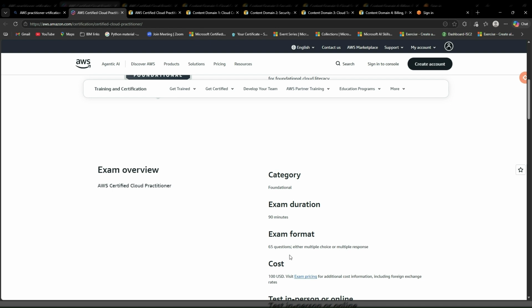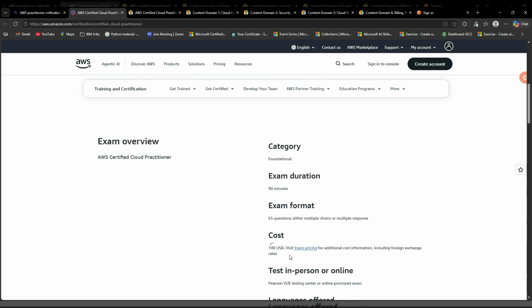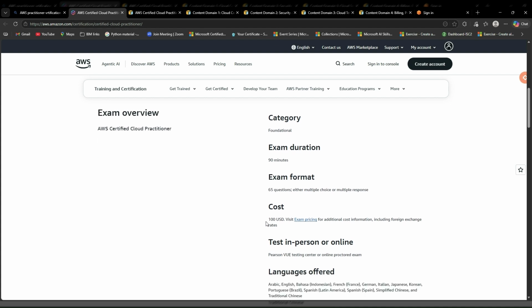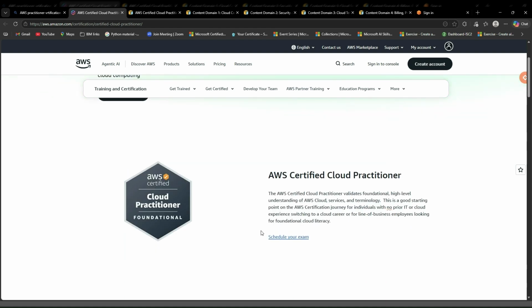Just to make you sure, out of the 65 questions, there are 15 questions which have no weightage in the exam. They are just put on the exam to see the trend of the questions. So don't worry, there will be only 50 scored questions, but you will not be able to know which questions have the weightage. So you have to attempt all 65 questions, and it costs 100 USD to take this certification.